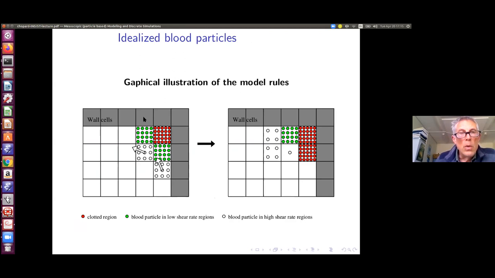So if this is the wall or an existing clot, and you have fibrinogen transported by blood in a region of low enough shear stress, you just freeze it, so it gets blocked. And if you have another cell with enough of these particles close to a region of low shear and connecting to it, you also get clot. But if you're in a region where the flow is high enough, you don't. So again, it's an extremely simplified approach of the clotting mechanism.